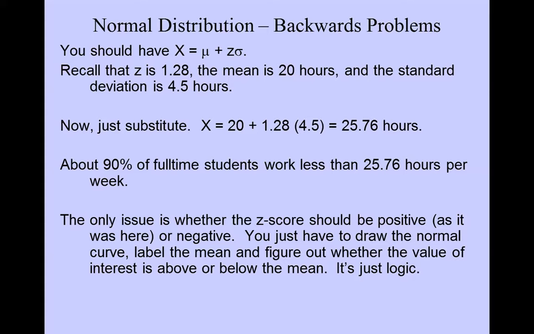The only issue is whether the z-score should be positive, as it was in this example, or negative. You have to draw the normal curve, label the mean, and figure out whether the value of interest should be above the mean or below the mean. And that is more logic.